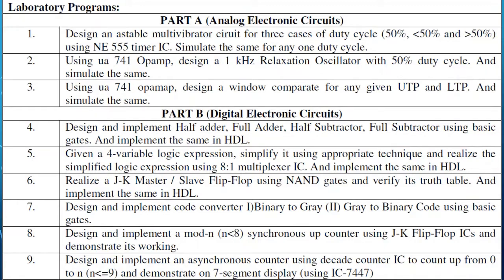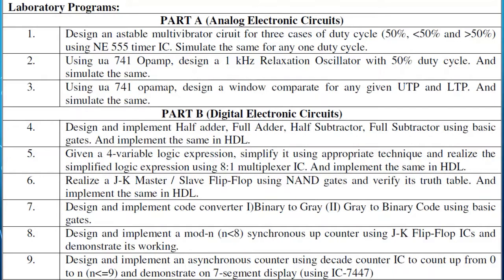The second experiment in digital electronics is all about a multiplexer, in which you need to rig up a multiplexer and check the truth table for a given expression, and the same has to be implemented using HDL with a software package.